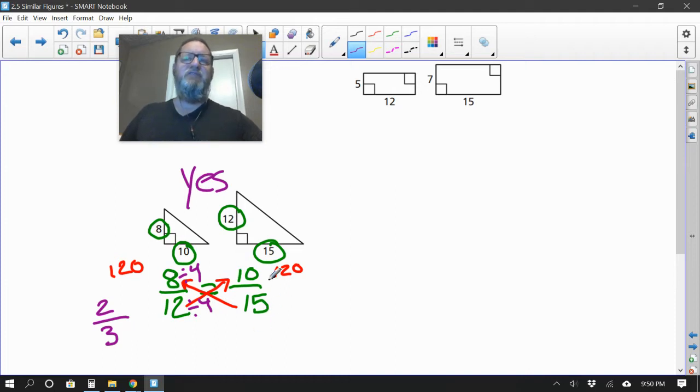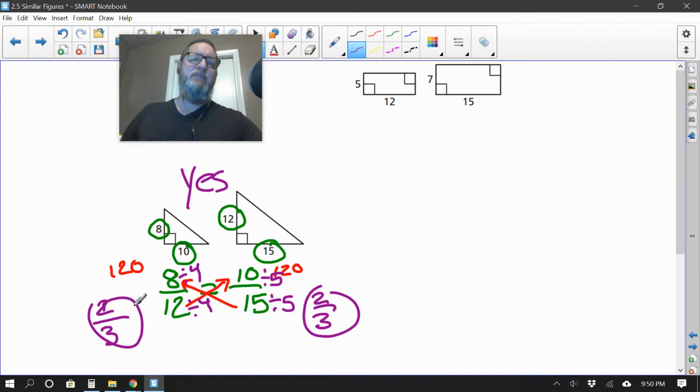Now, over here, 10 and 15. What's the biggest number that divides into both of those? Well, 5. 5 goes into 10, and 5 goes into 15. 10 divided by 5 is 2. 15 divided by 5 is 3. Bam, same simplified answer. If both of the ratios simplify to the same exact simplified fraction, they're similar. So you do have similar triangles. There are two different ways to tackle a problem. All right, let's move on.